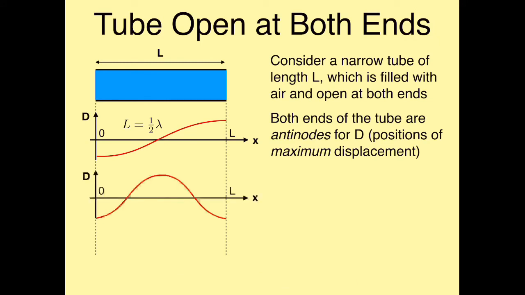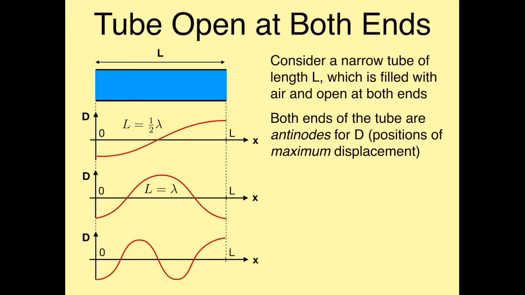Now, another possibility is you have an antinode over here at the left side, and then you have a full wavelength, which brings you to another antinode on the right side. Now, in this case, the length of the tube is equal to lambda. L is equal to lambda, meaning you can fit a full wavelength inside of the tube here.